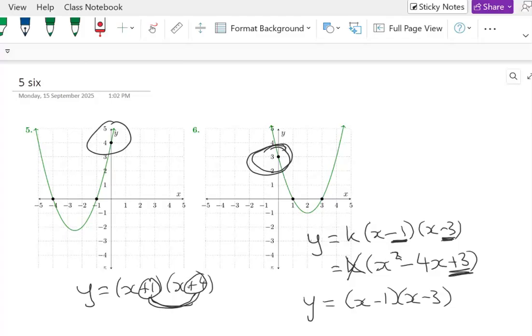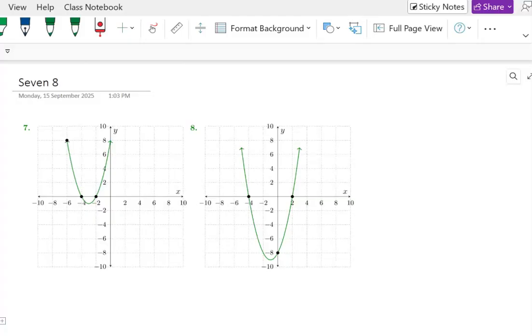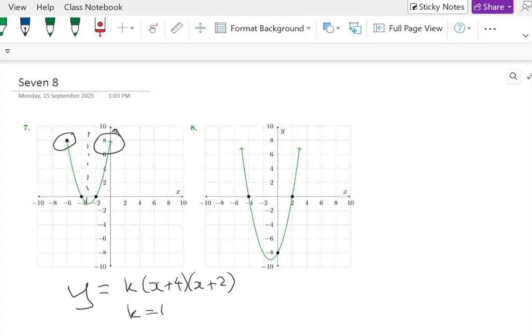Okay, a couple of minutes to do the next ones. Here's number 7 and 8. y is equal to k times x plus 4, x plus 2. And you can see that that y-intercept is at 8, and also that it's symmetric with this one here. So k is equal to 1, and y is equal to x plus 4 times x plus 2.